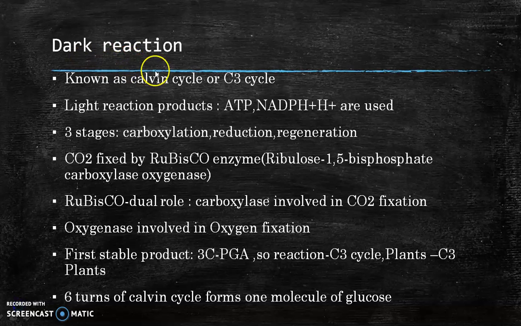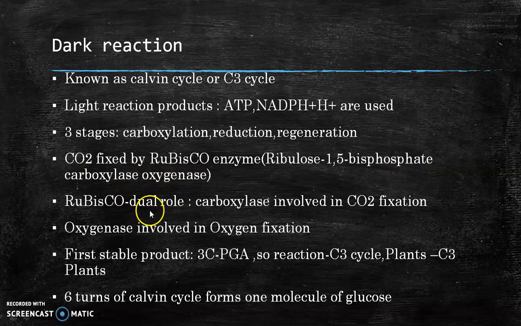So the dark reaction is known as the Calvin cycle or C3 cycle, and the light reaction products, ATP and NADPH, are used here. There are 3 stages in the dark reaction, namely carboxylation, reduction and regeneration, and the carbon dioxide is fixed by the Rubisco enzyme. This is very important: ribulose 1,5-bisphosphate carboxylase oxygenase.